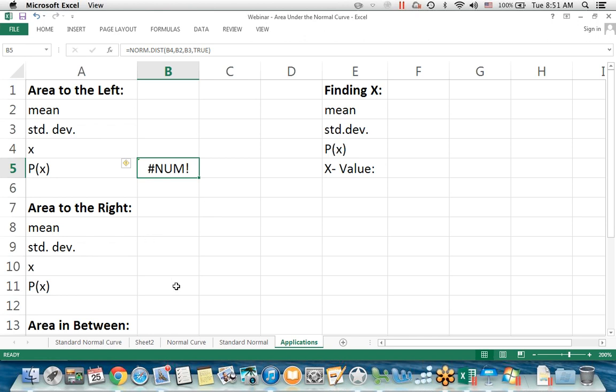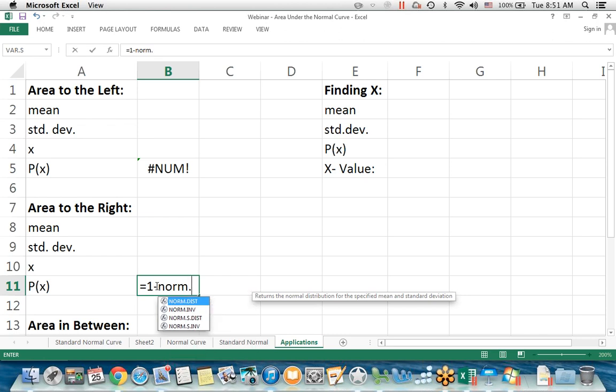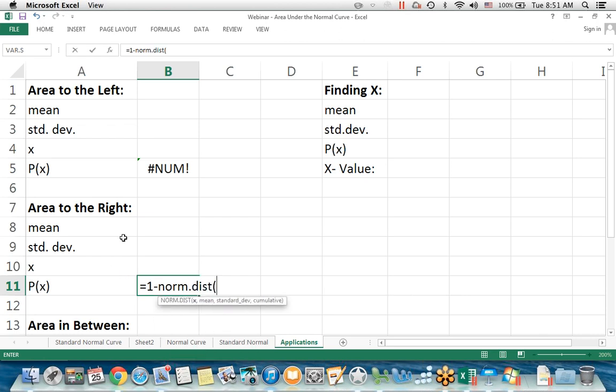We'll come back to this in a minute. I just want to type the formulas first. Now, what about the area to the right? Again, remember the area to the right is equal to 1 minus the area to the left. And the area to the left is given by the normal distribution function.